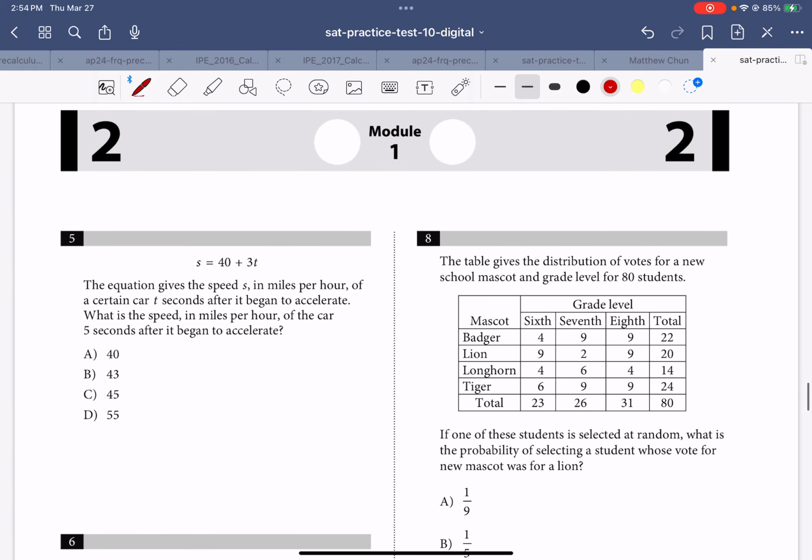Now number 5, s equals 40 plus 3t. The equation gives the speed s in miles per hour of a certain car t seconds after it began to accelerate. What is the speed in miles per hour of the car 5 seconds after it began to accelerate? So you're looking for that speed s: 40 plus 3 times 5 seconds. You simply plug 5 into t. So 40 plus 15, that's 55. D.